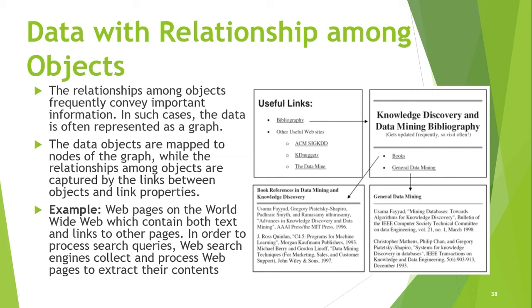With relationship among objects, we may have this example, which is a web page. The relationships among objects frequently convey important information. In such cases, the data is often represented as a graph. The data objects are mapped to nodes of the graph, while the relationships among objects are captured by the links between objects and link properties.